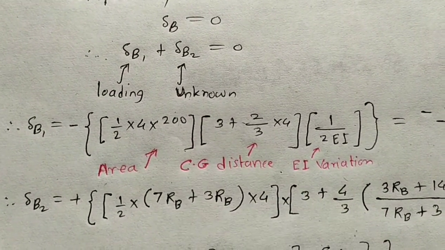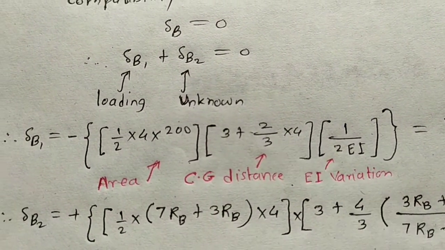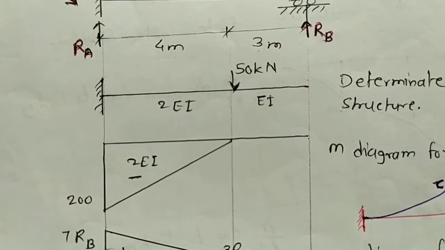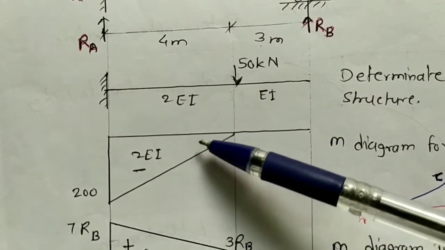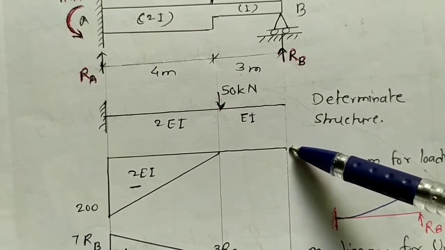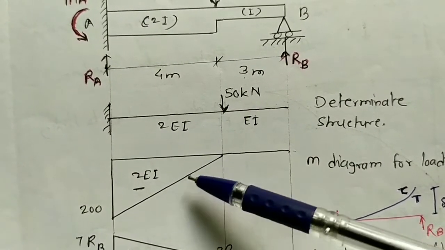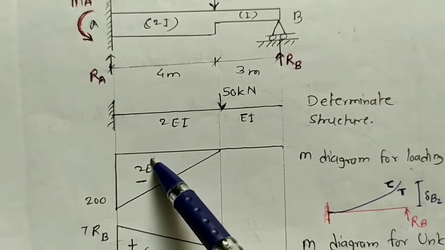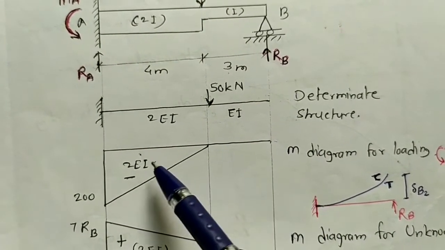Next is the centroidal distance from point B. Now come to the diagram. To find delta B1 you take the moment of this area about point B. This is point B. About this point we are taking the moment of this area. So first of all you take the area, next multiply by the distance of the centroid. This is the centroidal distance. This is the centroid. You just have to measure this distance.